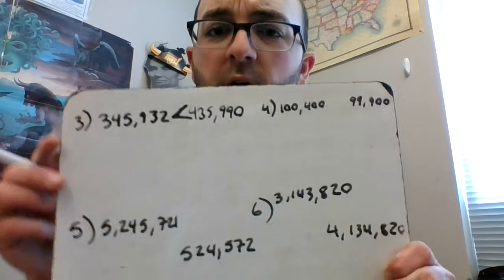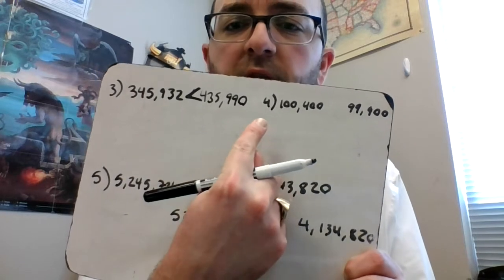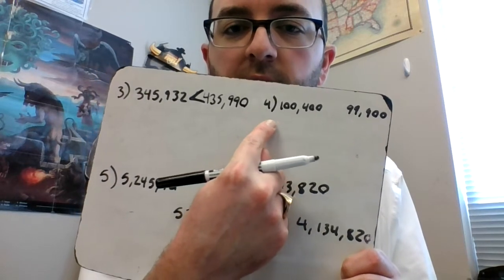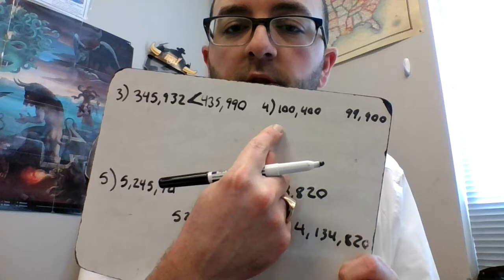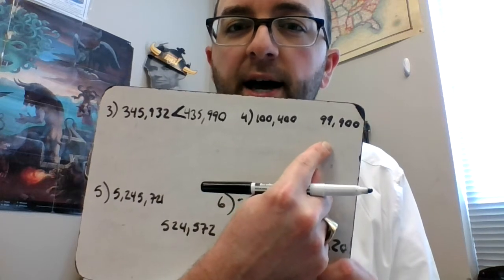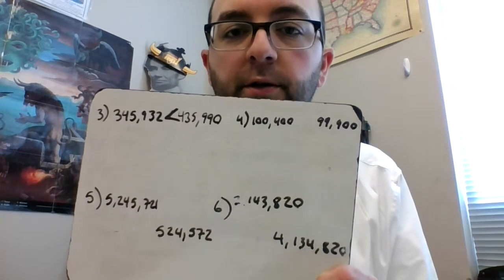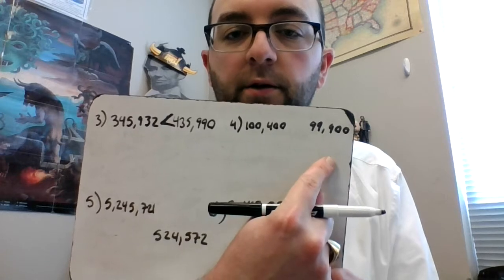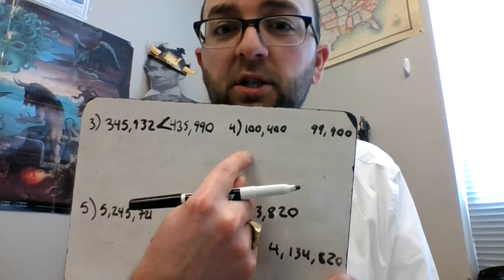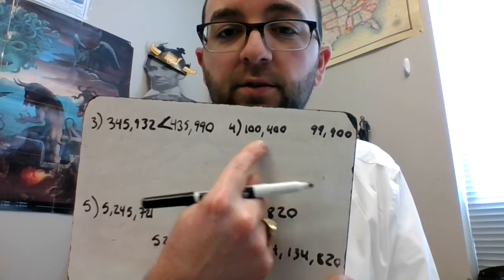435,990. Looking at our next one, this is where it's important to stack them if you can't quite see it automatically. This one starts with a 1. This one starts with a 9. If you just went on which one starts with a bigger digit, then you would say this is the bigger number. But this one has more digits, right? This goes into the 100,000s. This does not, right? And so the one with more digits is going to be larger.